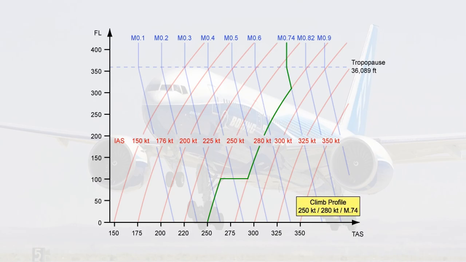The descent profile is almost the reverse of the climb profile. The climb profile for a typical 737 is initially flown at 250 knots, then at 10,000 feet this changes to 280 knots, and then at the crossover altitude, Mach 0.74 is maintained. The descent is flown initially at Mach 0.74, and then at the crossover altitude the speed is kept constant at 280 knots. But when the aircraft reaches 10,000 feet, no more than 250 knots must be flown.